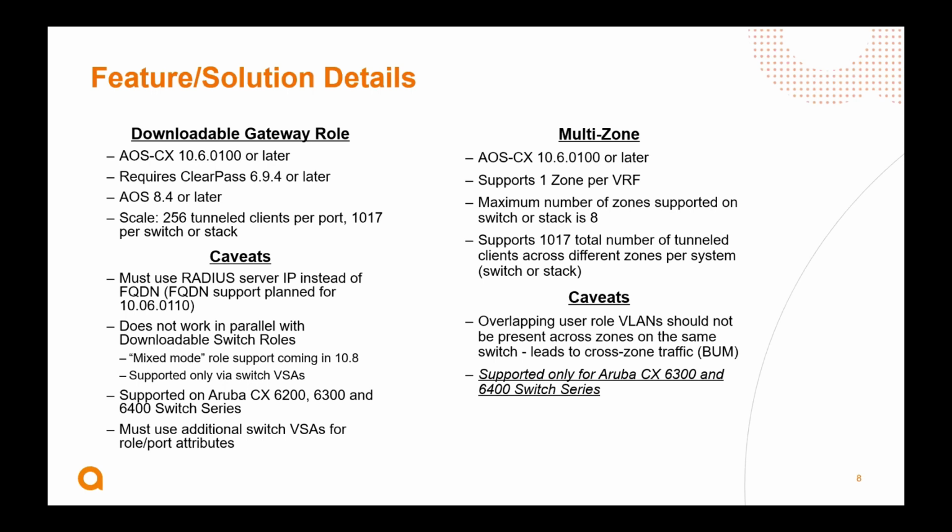So if we have a specific VLAN, say VLAN 15 in one zone and VLAN 15 in the other zone, we need to be careful, especially if we're using something like the VLAN extend method, because then we're going to have the same VLAN on both zones and you're going to get cross-zone traffic, especially with broadcast or multicast traffic amongst that. So that's one thing to be aware of when using this. And multi-zone is only supported currently with the 6300 and 6400 switch series.